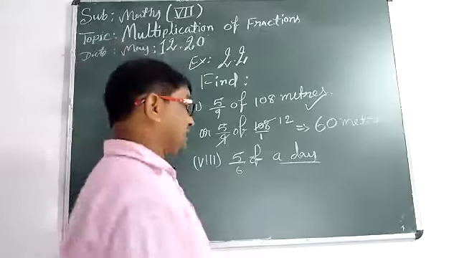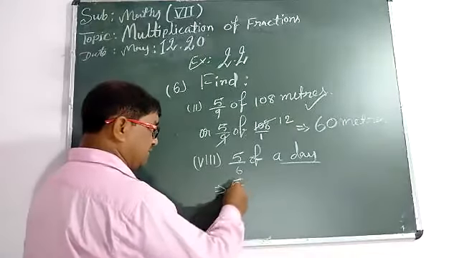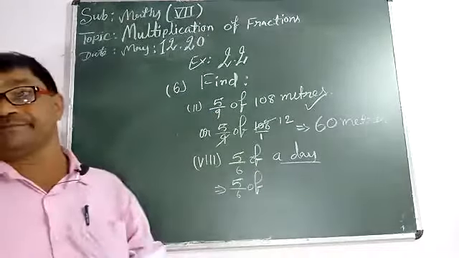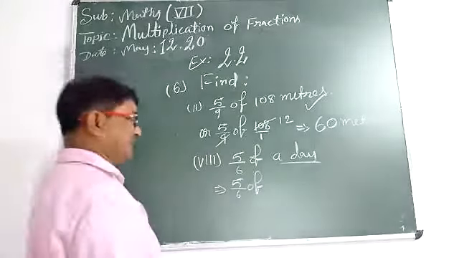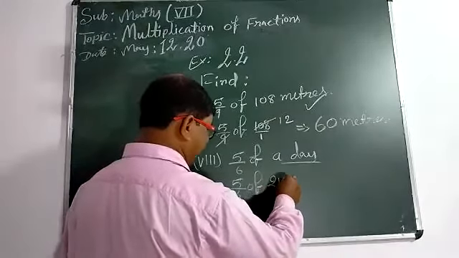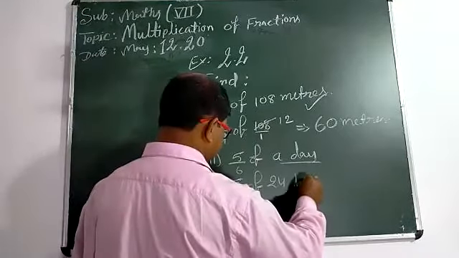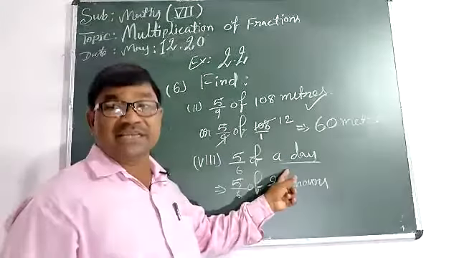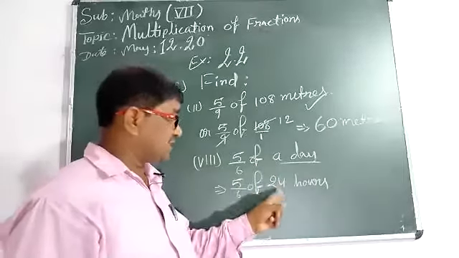Now, student, we should start: 5 upon 6 of 1 day. How many hours? 24 hours. So we should write here 24 hours. It is a smaller unit. We should change the larger unit to the smaller unit.